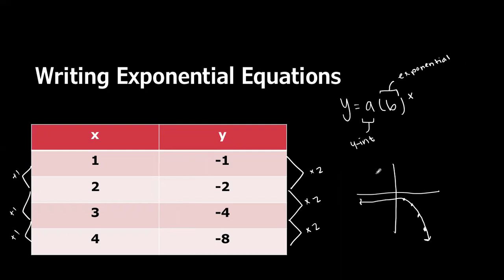Hold on, I want to get done with this. Okay, so I'm multiplying by 2. So my B value here is 2. Now if I know that my B value is 2, I need to find my y-intercept.